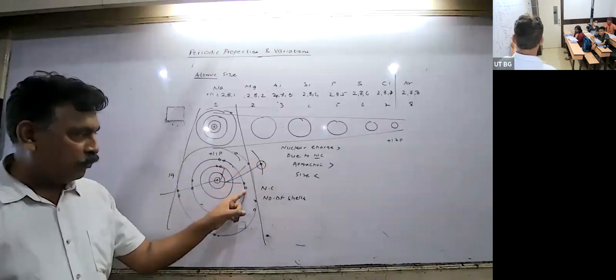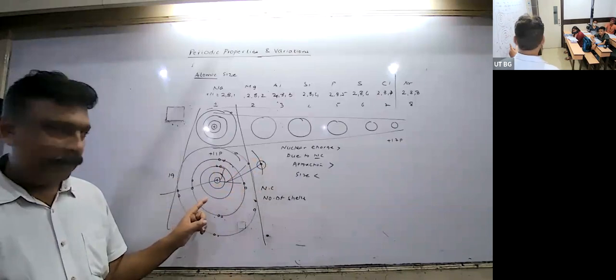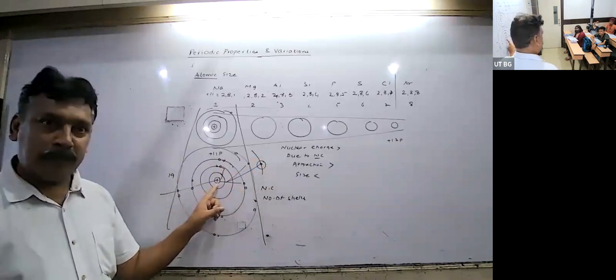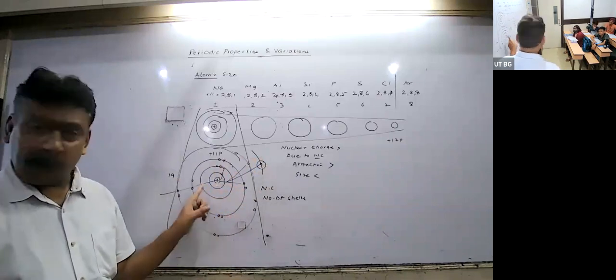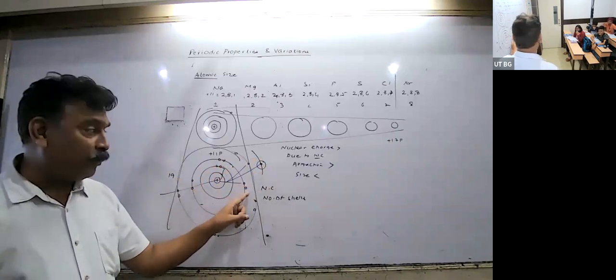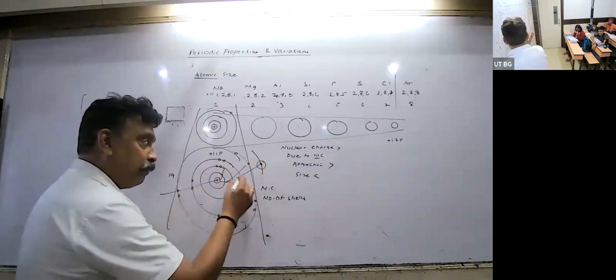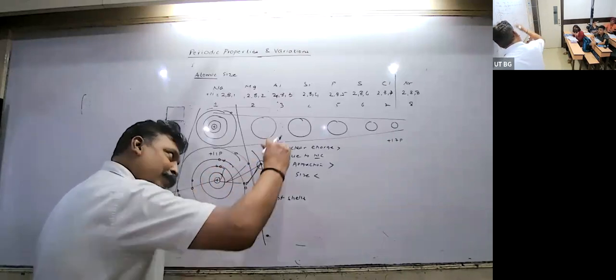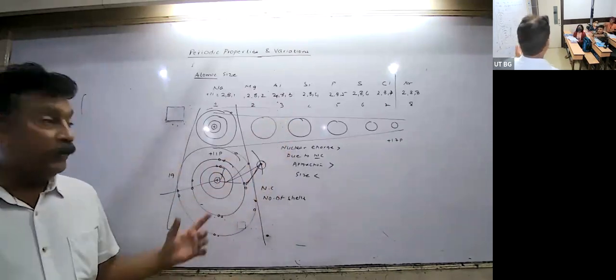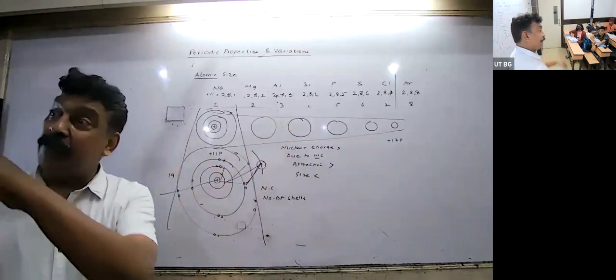Why? Because these inner electrons, what do they do? They try to divert the attention of the mother nucleus, and they themselves repel each other, and not only repel each other, but also they repel the outermost electron. This effect is called screening effect.